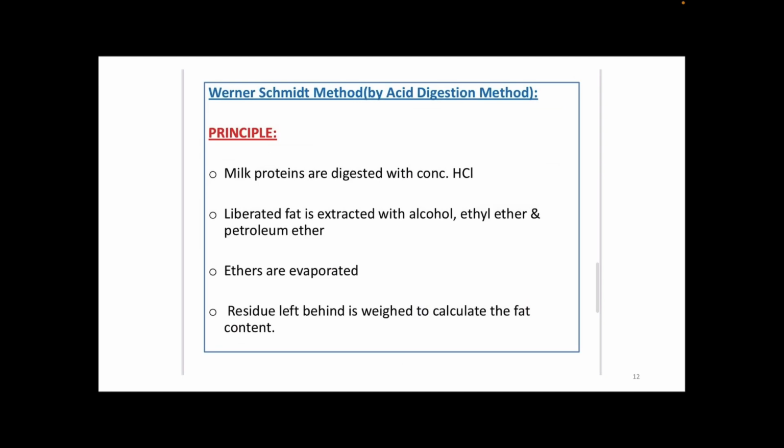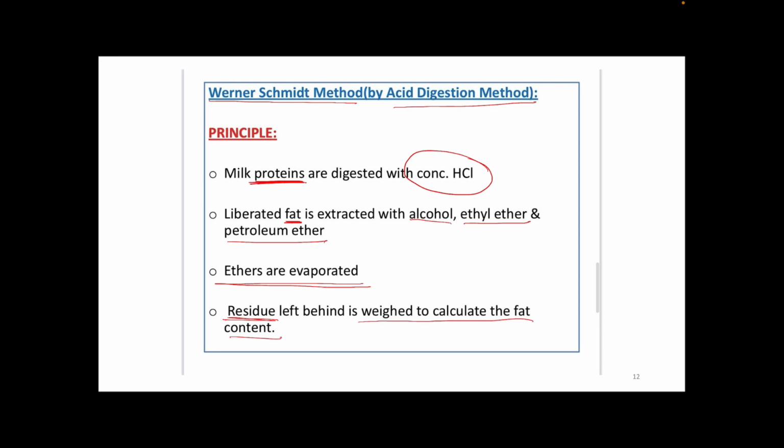Another method for determination of the fat content of milk is the Werner-Schmidt method, or the acid digestion method. It's called acid digestion method because it's based on digesting the present proteins in milk by the use of concentrated hydrochloric acid. After digesting the protein, fats are extracted with a mixture of alcohol, ethyl ether, and petroleum ether, then heating to evaporate the ethers. The fat remains as a solid residue and is weighed and used to calculate the fat content or the fat percent.